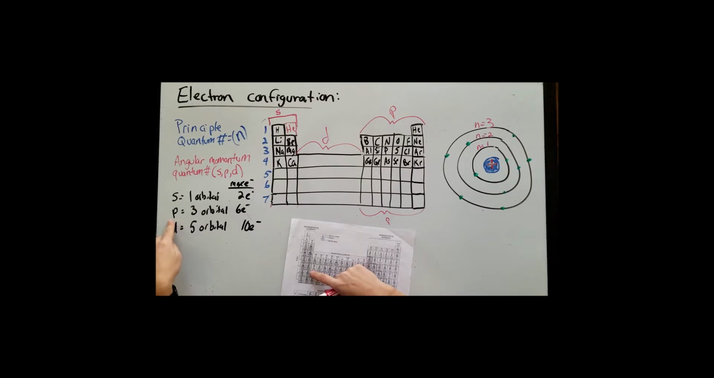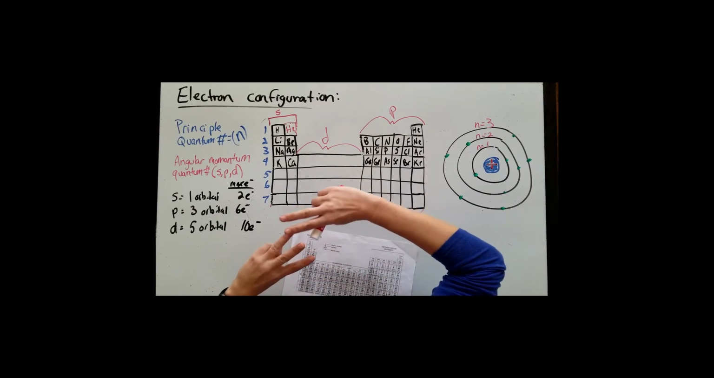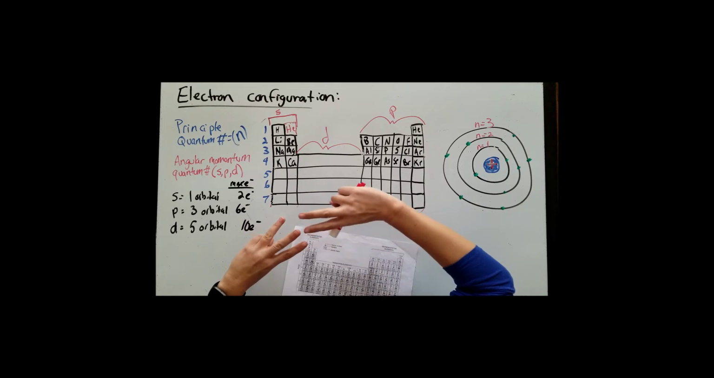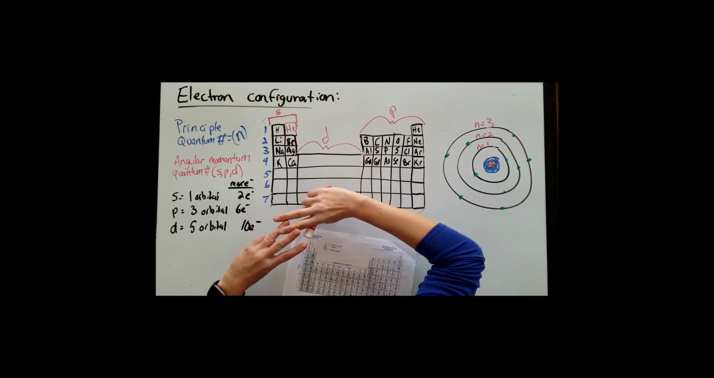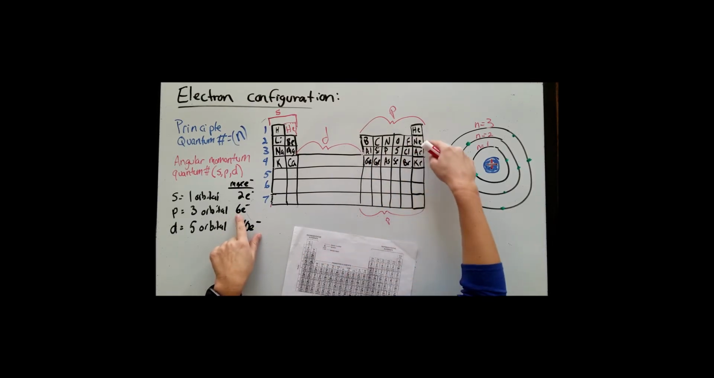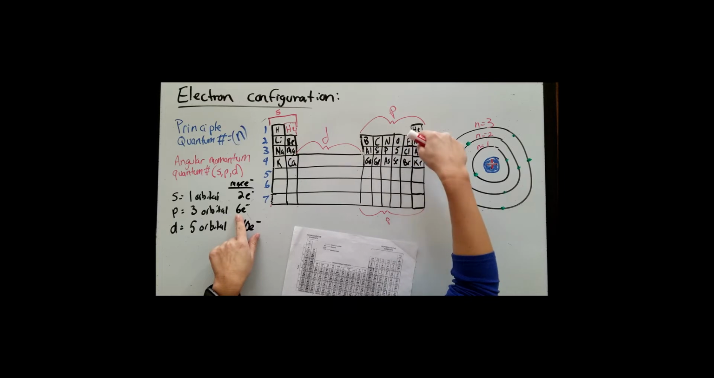Well, let's look at the P's. The P block has 3 orbitals. If it has 3 orbitals, and we just said that each orbital can hold a max of 2 electrons, how many total electrons can fit in the P block? So 2 electrons in this orbital, 2 electrons in that orbital, and 2 electrons in that orbital, for a total of 6. Okay, if I ever forget that, I'm just going to count how many elements are across in the P block. 1, 2, 3, 4, 5, 6.